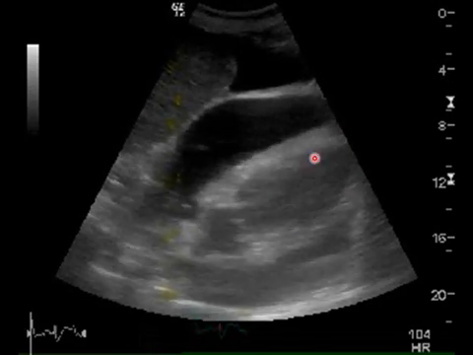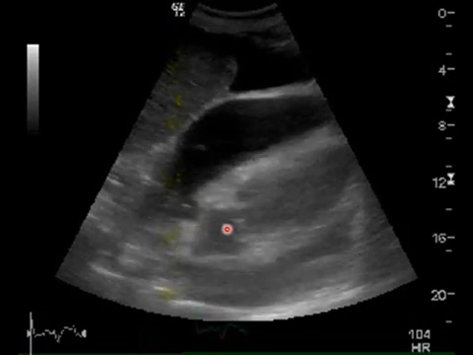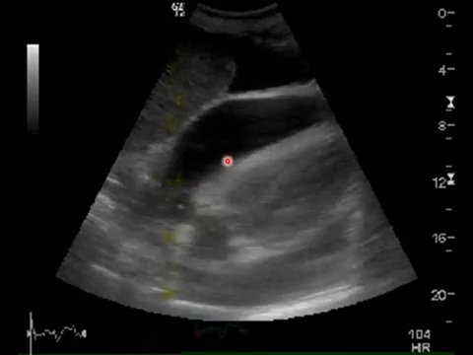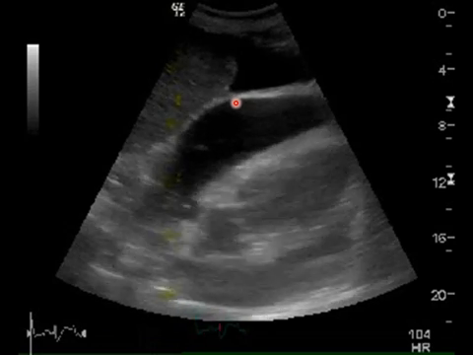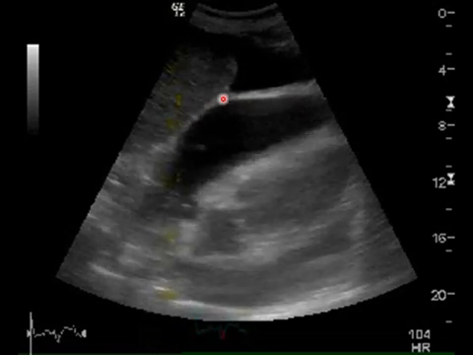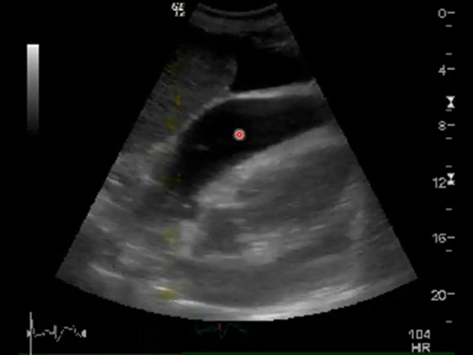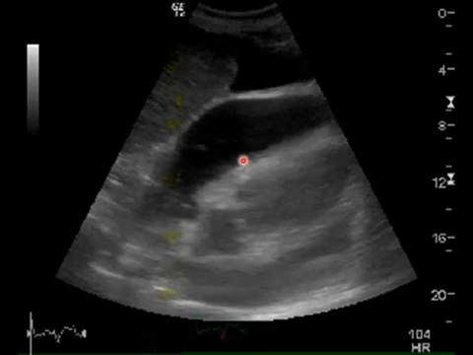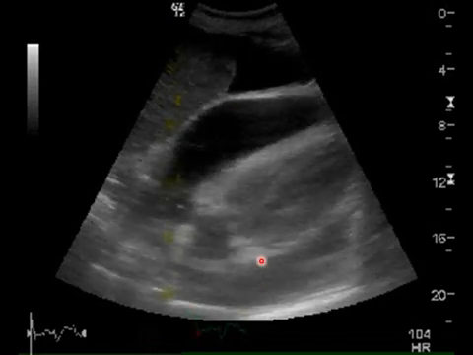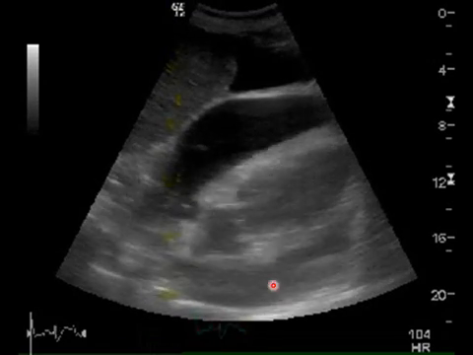This structure is the left ventricle. This is the left atrium, this is the right atrium. This is the pericardium from parietal to visceral, and of course this means that all of this is pericardial fluid. Again, this is all pericardial fluid.